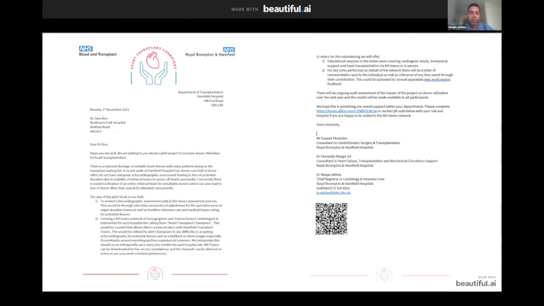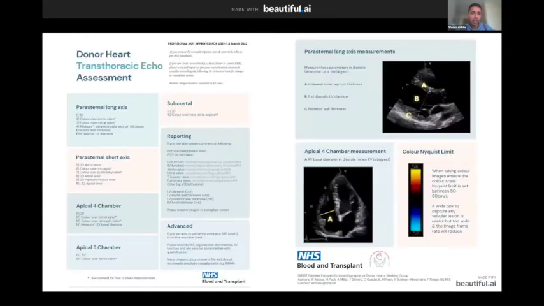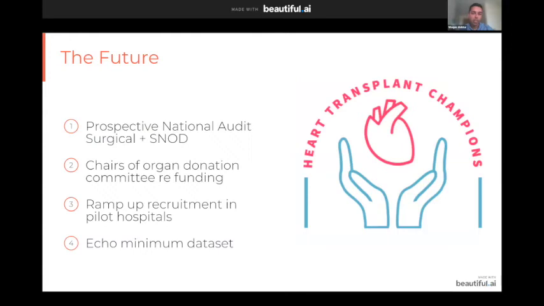And this is some of the communication we send. And we're also developing a minimum echo data set to aid donor hospitals in the images that ideally would be acquired for assessment of the heart that can be subsequently reviewed. For this project, we're hoping to carry out a national audit, approach chairs for organ donation committees for funding, we're ramping up recruitment, and we're developing this echo minimum data set.